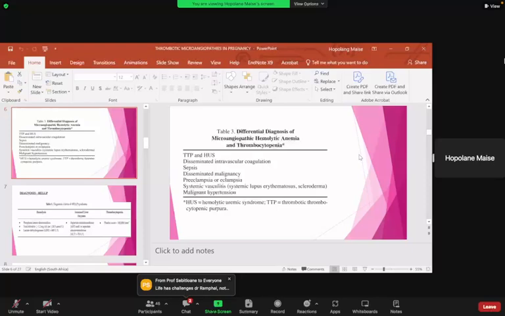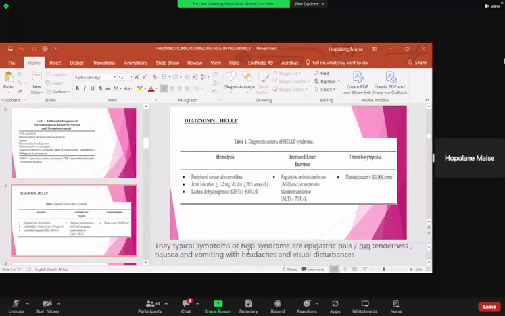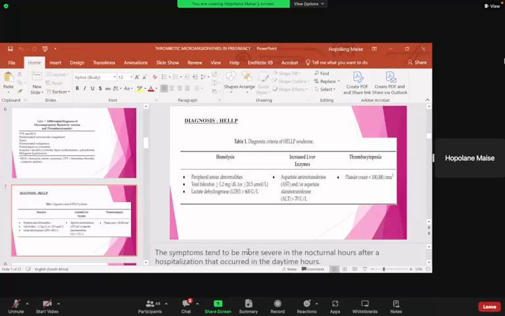Here is the differential diagnosis of microangiopathic hemolytic anemia and thrombocytopenia, which again includes TTP and HUS, DIC, sepsis, disseminated malignancy, preeclampsia or eclampsia, systemic vasculitis, and malignant hypertension itself. So the typical symptoms of HELLP syndrome are epigastric pain and right upper quadrant tenderness, nausea and vomiting with headaches and visual disturbances. The symptoms tend to be more severe in the nocturnal hours after hospitalization that occurred in the daytime hours.